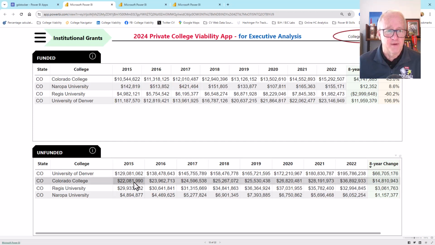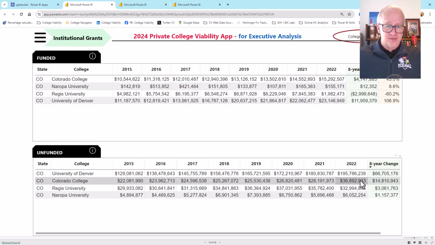And we'll just look at the number from Colorado College. It went from 22 million in 2015 to 36 million in 2022. And they're certainly welcome to do that. But that reflects the growing pressure, the continuing pressure on colleges to discount their tuition to get students to enroll.